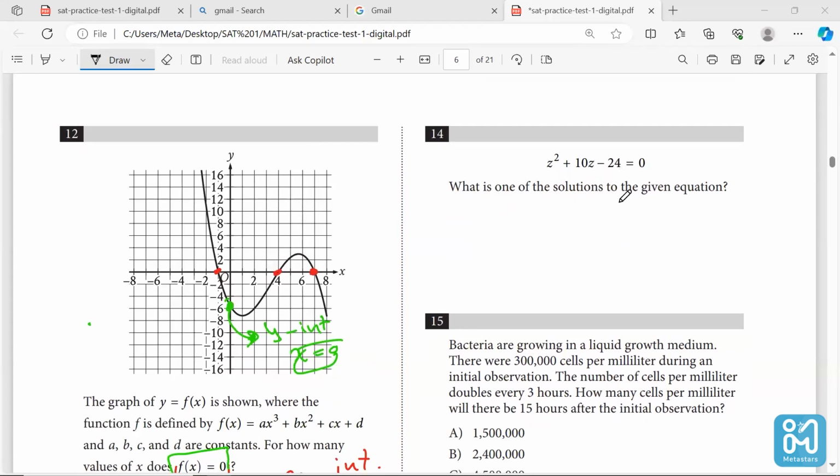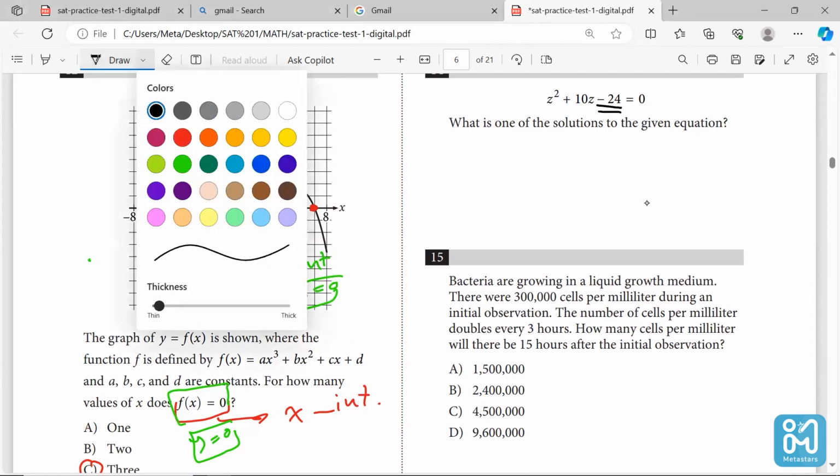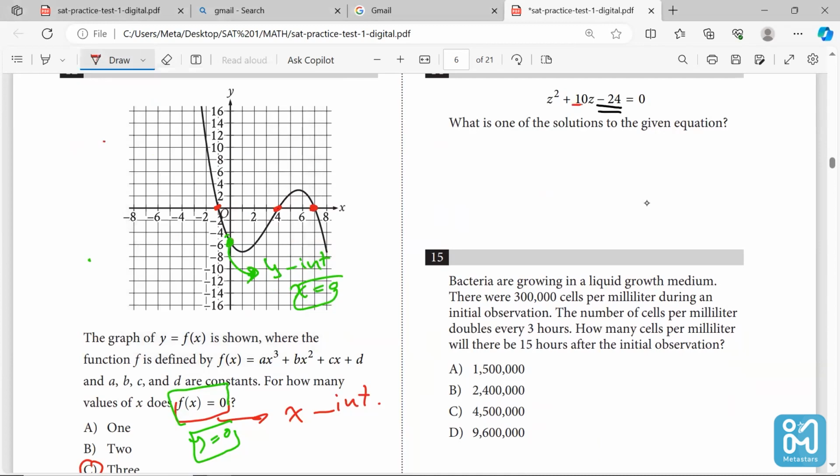What is one of the solutions to the given equation? Now we have 2 ways to solve this one. I have a quadratic equation to solve. Look, I need 2 numbers that, when I multiply them, give me negative 24, and when I add them, give me what? 12. Now focus, I will take z and another z equal to 0.